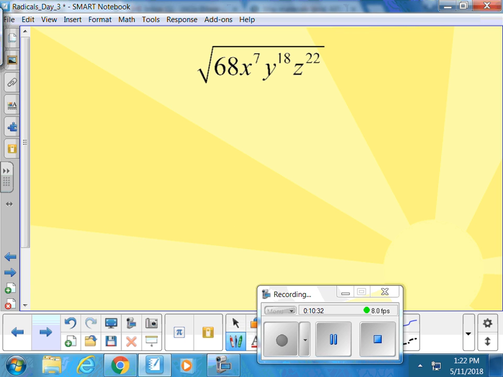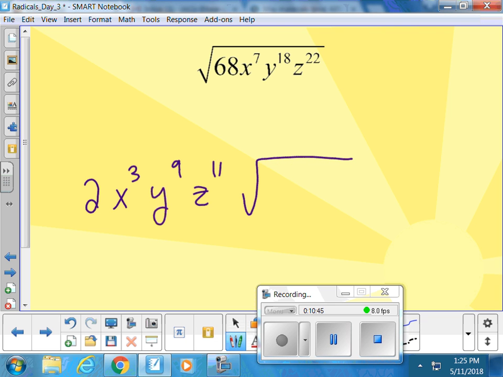Alright, here's our next board buddies problem. So I get 6 more people. Alright, all my board buddies did awesome. This is the answer that they all seem to have. 2x to the 3rd, y to the 9th, z to the 11th, and then in jail was the 17th and x. Okay. Alright, I'm okay with calling it a day here and just letting you work on your homework.